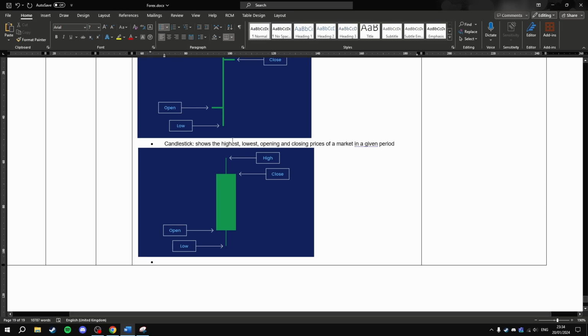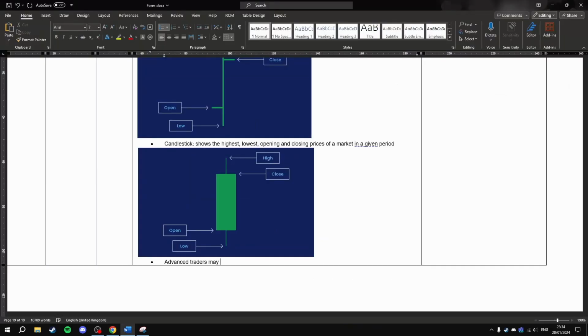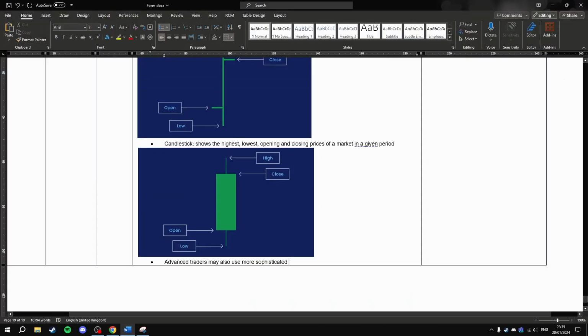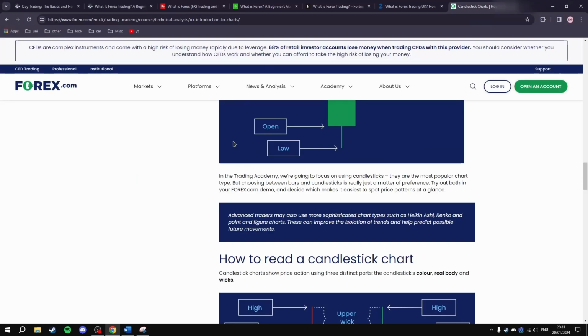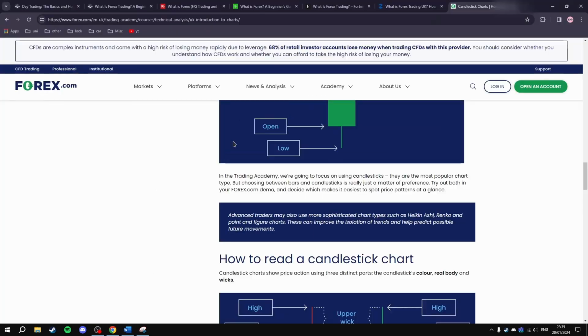So, advanced traders use more sophisticated Heikin-Ashi, Renko and point and figure charts.